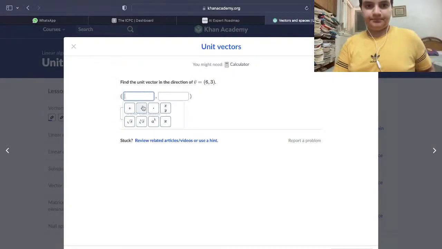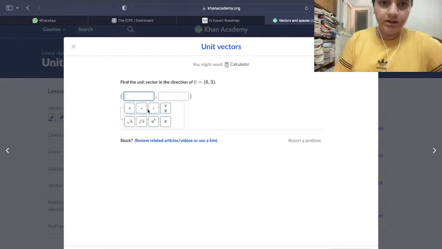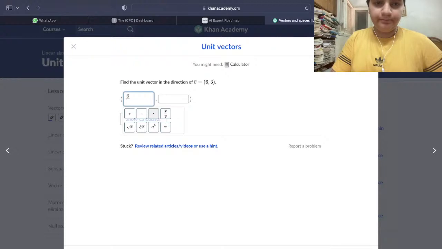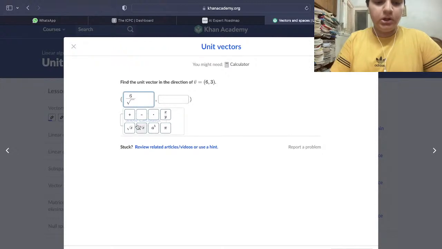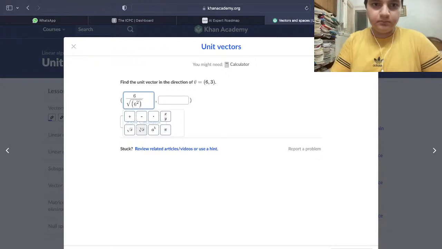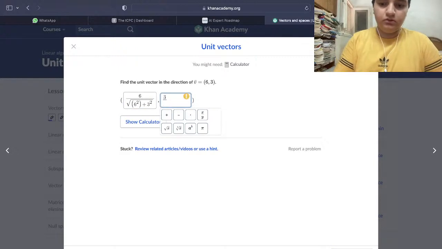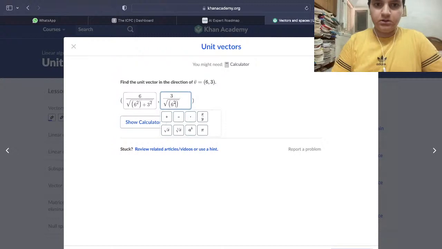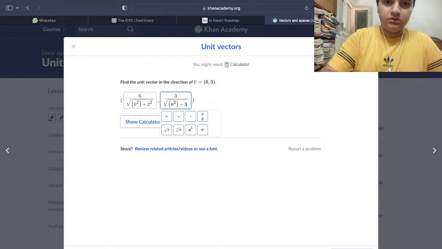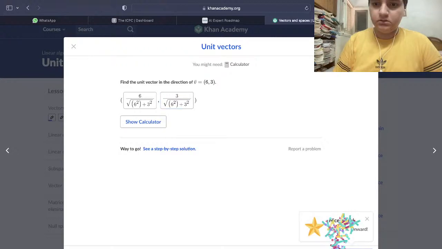So we're going to say it is 6 over the square root of 45, and the same thing goes for 3 over root 45. Okay, we got it.